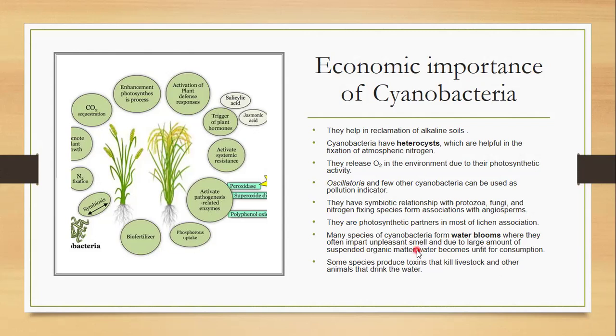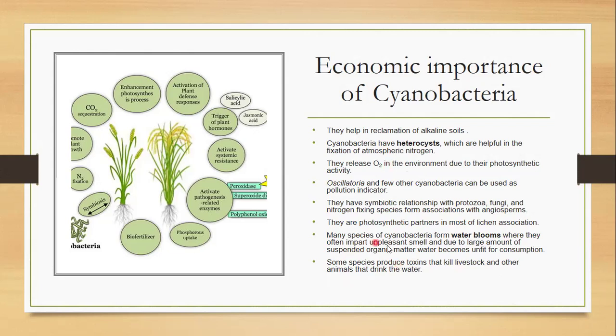Many species of cyanobacteria form water blooms, where they often impart an unpleasant smell, and due to the large amount of suspended organic matter, the water becomes unfit for consumption. Some species produce toxins that kill livestock and other animals that drink the water.